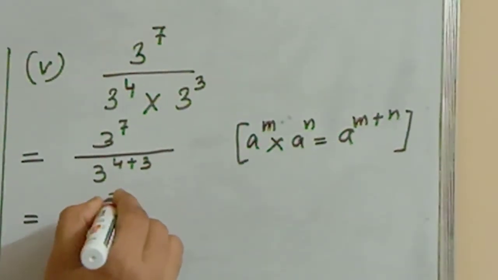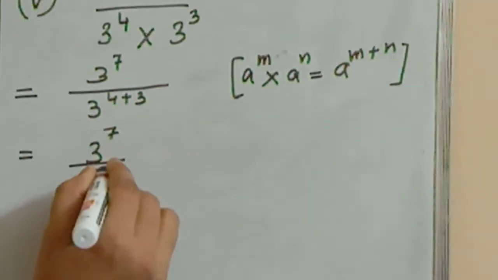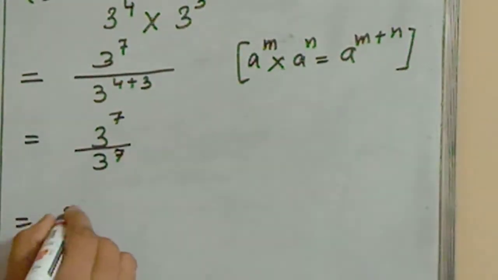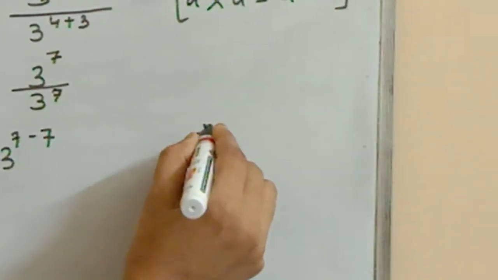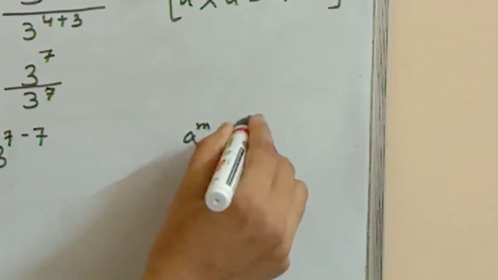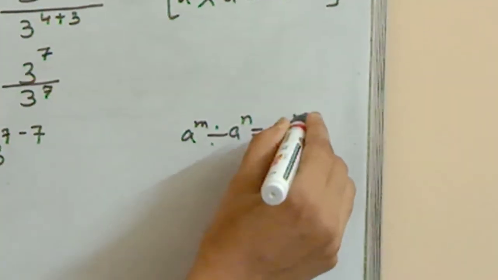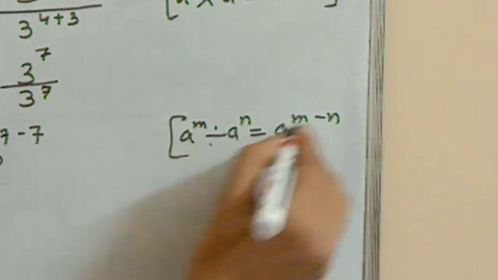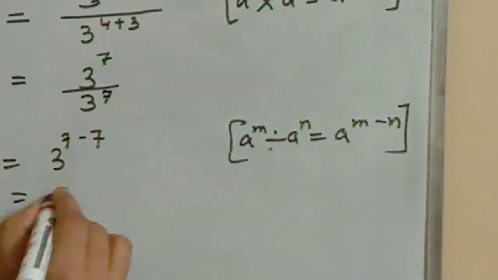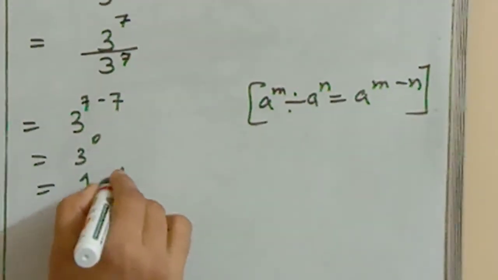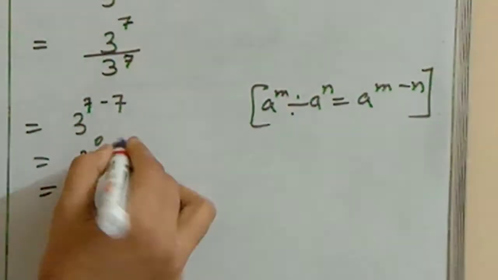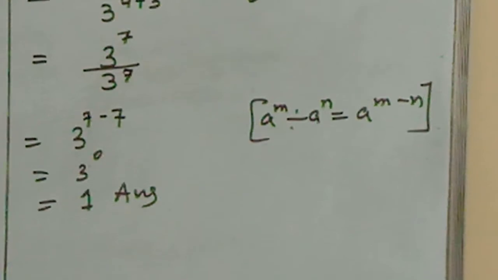Now 3 to the power 7 divided by 3 to the power 7. Therefore 3 to the power 7 minus 7. A to the power m divided by a to the power n is equal to a to the power m minus n. That is 3 to the power 0, or 1. You can write the answer in this way, or you can write it in this way also.